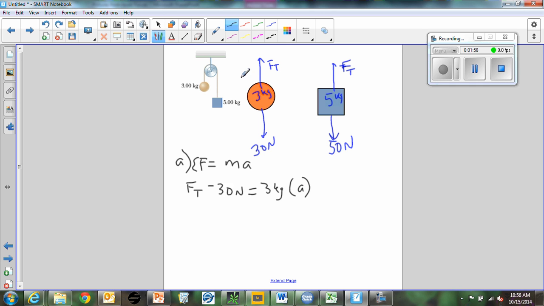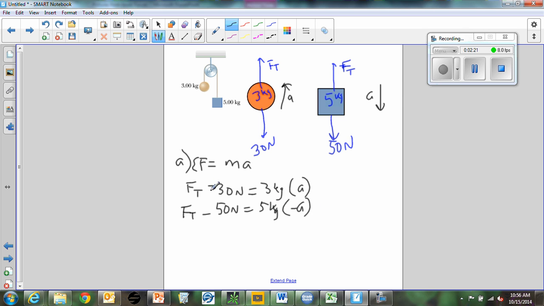So Ft minus 30 newtons equals 3 kilograms times A. Notice I have two unknowns there, so I'm going to have another equation. Also realize acceleration is up on this one, and acceleration, of course, is down on that one. So the next one, the blue one's going to be Ft minus 50 newtons equals 5 kilograms times negative A.